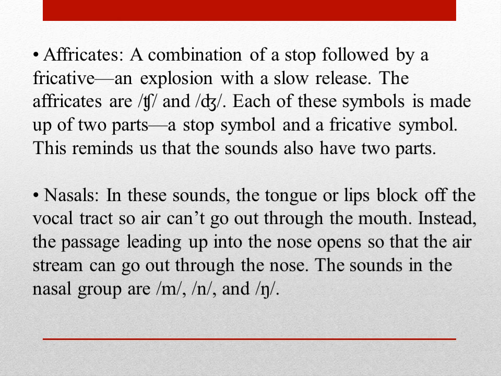Next are nasals. In these sounds, the tongue or the lip blocks off the vocal tract so that air can't go out through the mouth. Instead, the passage leading up into the nose opens so that the air stream can go out through the nose. The sounds in this nasal group are m, n, and ng. So you see, when you pronounce m, n, and ng, they are nasals because the air is not escaping through the vocal tract; rather the vocal tract is closed and air is escaping through the nose. That's why these sounds fall into the category of nasals, produced through the nose.